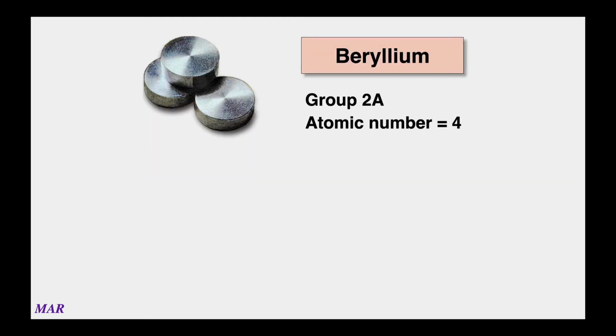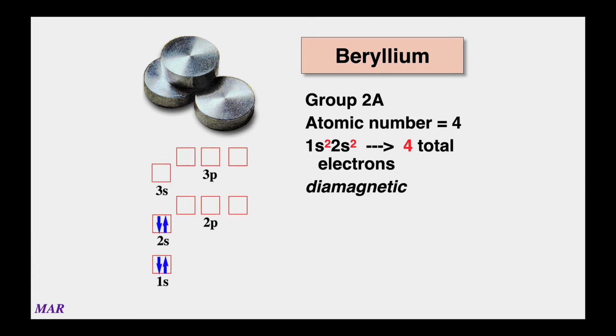Beryllium is the next one. Atomic number 4, 4 electrons total. Always start with the 1s, so 1s2 fills that up, 2s2 fills that one up, 4 electrons total. So notice how we're literally starting at the bottom and moving our way up. Remember, s's can only hold 2, p's will hold 6, but in this case we filled up both 1s and 2s, 4 total electrons. If you do the orbital box for this one, 1s2 and 2s2 are both filled.